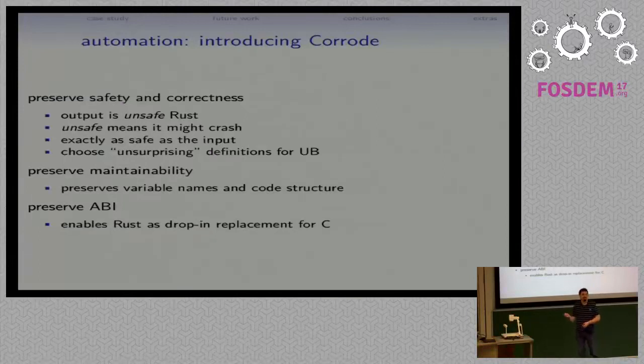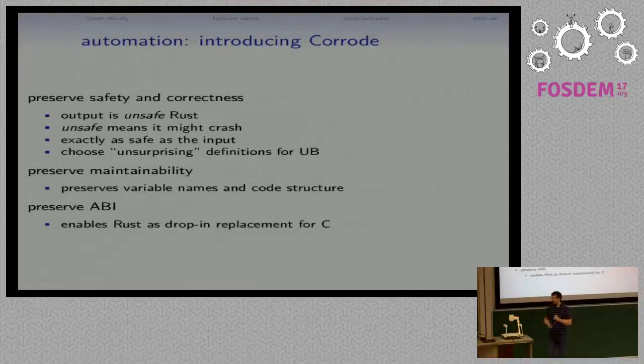So I'd like to tell you about this project I've been working on for a little less than a year now called Corrode, which is all about automating the process of translating C code to Rust. So some particular principles that Corrode follows. Corrode aims to preserve safety and correctness. So given that we're starting from C source, which is not particularly safe and often not particularly correct, preserving its existing level of safety and correctness is not a very high bar.